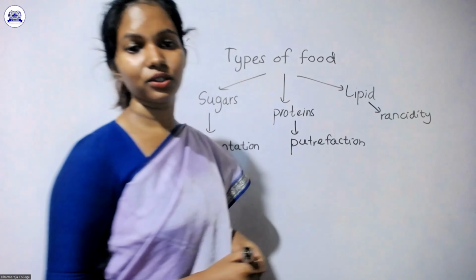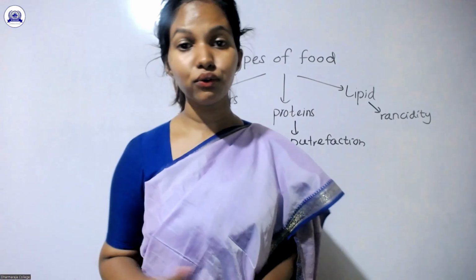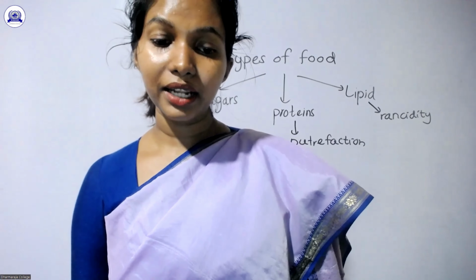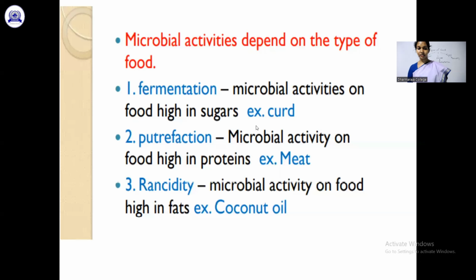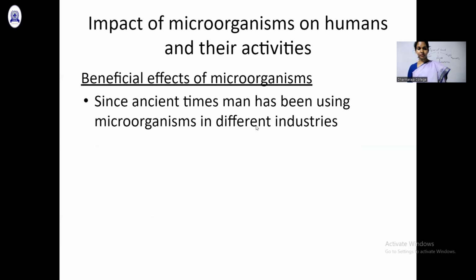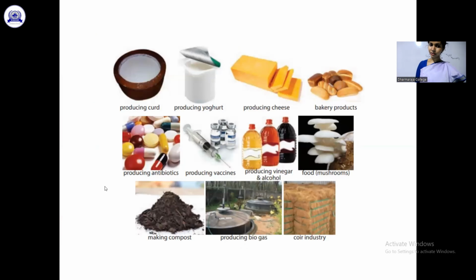Rancidity. So you see that according to the type of food you have, the microbial action also changes. Okay, so now we are going to see the beneficial effects of microorganisms on us. The first thing is in different industries, we use microorganisms, like in production of curd, yogurt, cheese, bakery products, alcohols and the antibiotics, vaccines, and biogas.